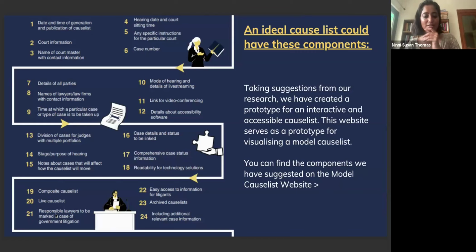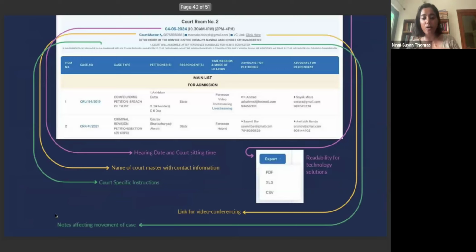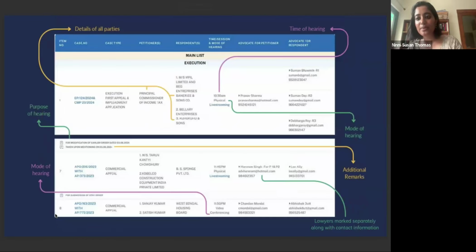So each of these suggestions, about 24 that we've made about components of a model cause list, are all part of our model cause list page on the website. All of these are clearly marked on the website itself. If anyone wants to go through the different components, there is also a tour functionality that has been added on the website to take you through each of these components in the model cause list.